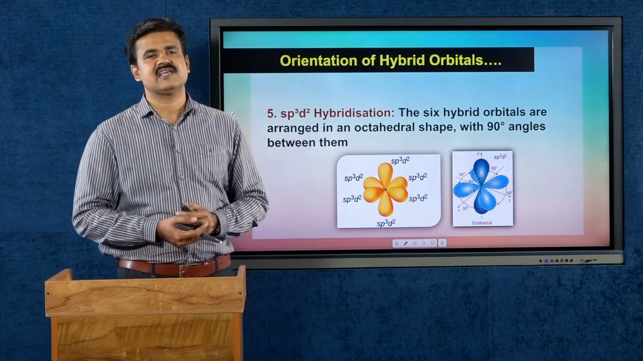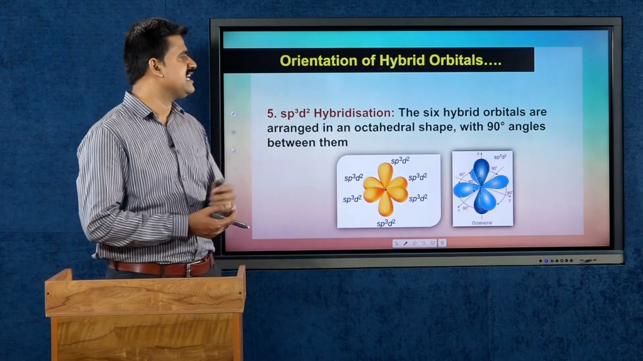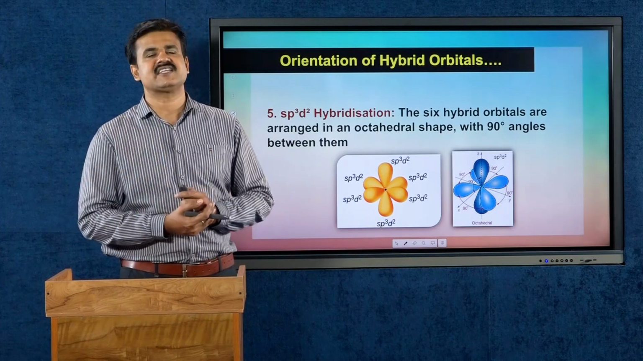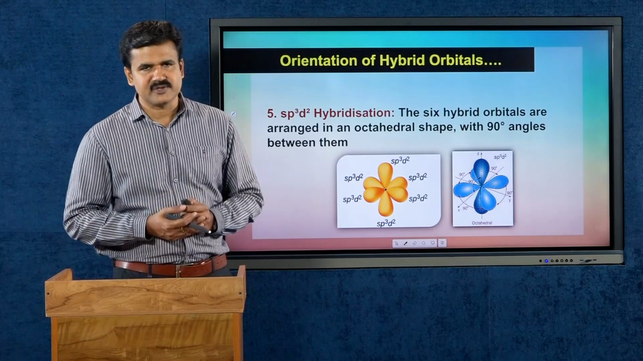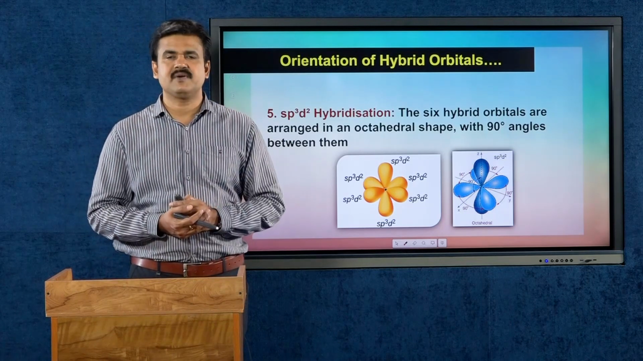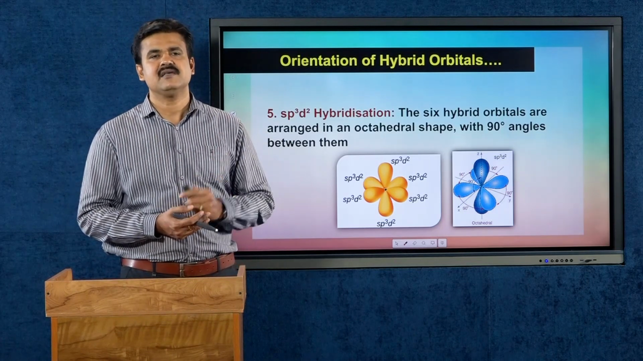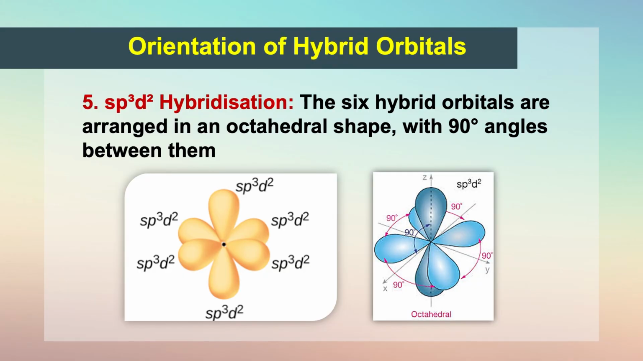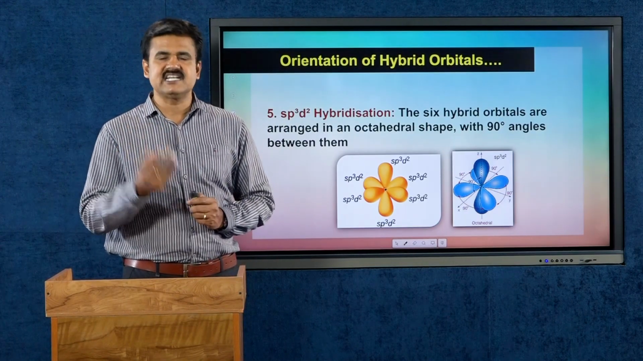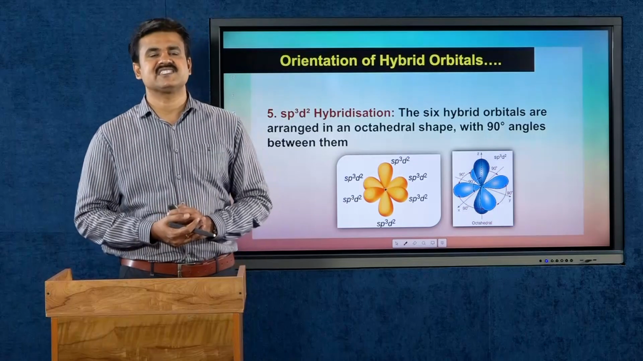Moving on to the next type of hybridization, that is nothing but sp3d2 hybridization. As we know, here there are six orbitals that take part in hybridization and six sp3d2 hybrid orbitals are produced. These six sp3d2 hybrid orbitals are arranged in an octahedral shape, and the angle is 90 degree between them. This is the pictorial representation of the six sp3d2 hybrid orbitals, which are arranged in space in an octahedral fashion with an angle of separation of 90 degree. And this arrangement, this orientation, leads to octahedral geometry of the molecules which possess sp3d2 hybridization.